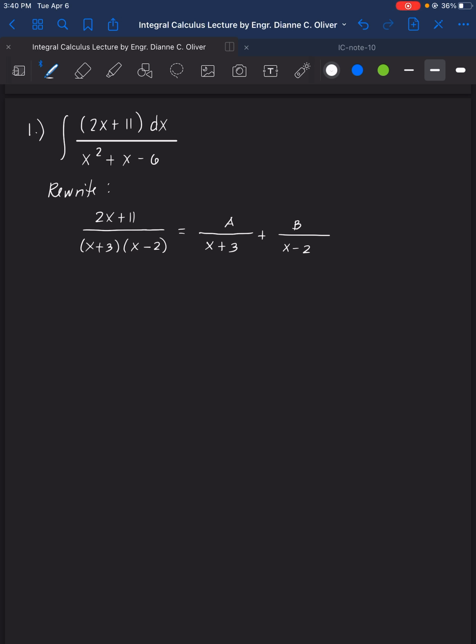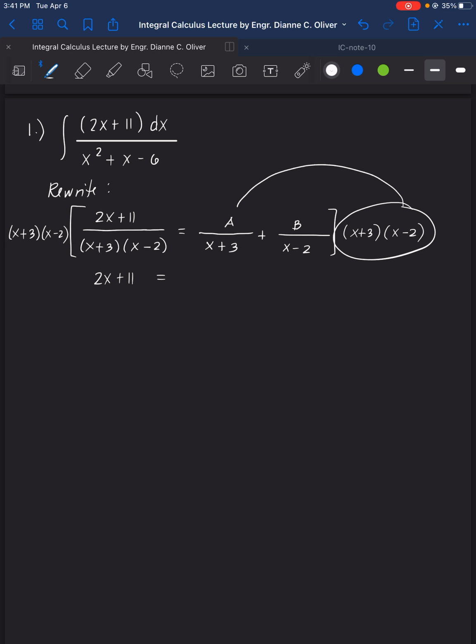Then we multiply both sides of the equation by the denominator, which is (x + 3)(x - 2). On the left side, what is left is 2x plus 11 equals, for the first term, the x plus 3 is cancelled out and what's left is A times (x - 2). The same happens with the second term: the x minus 2 is cancelled out, and what's left is B times (x + 3). Okay, so for method 1.